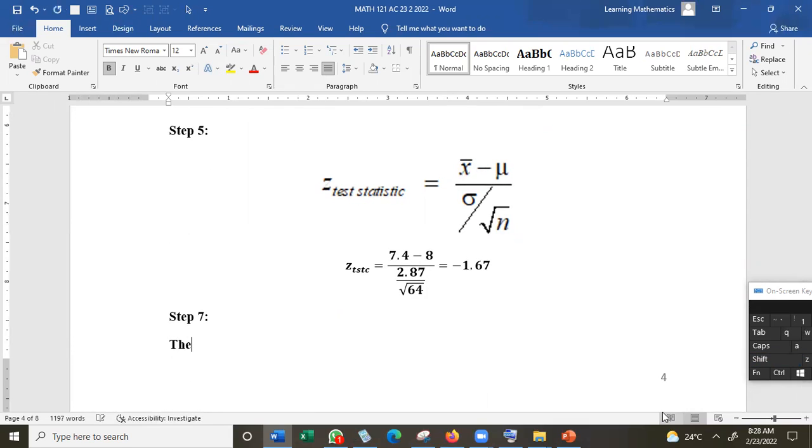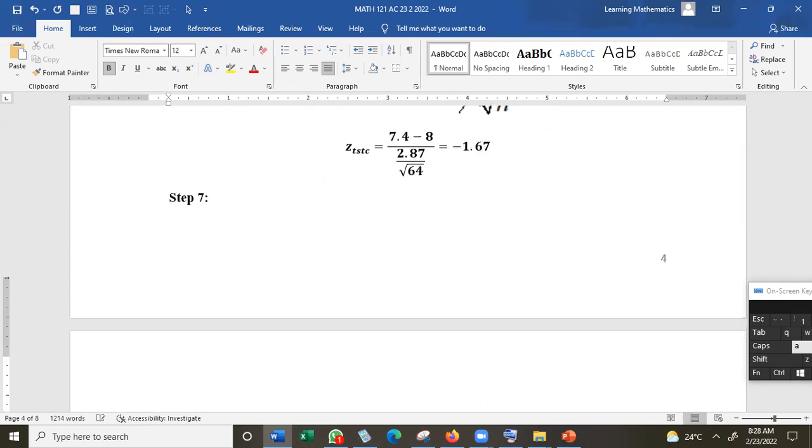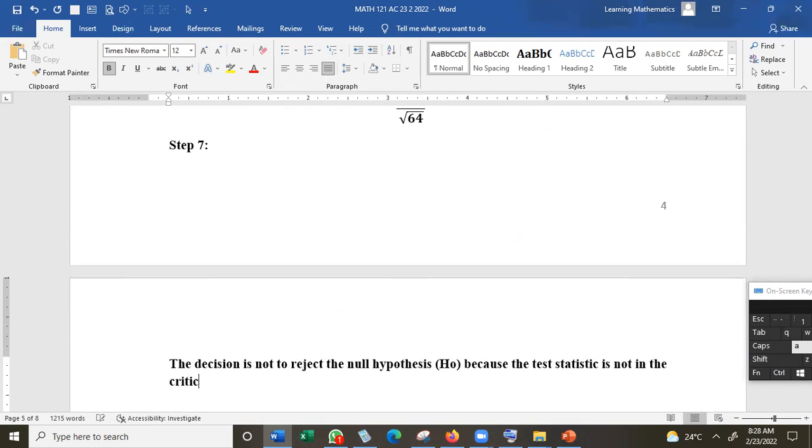So the decision is not to reject the null hypothesis, and the null hypothesis is H0. Bear that in mind, because the test statistic is not in the critical region. Remember, this is the critical value approach, so we compare the test statistic and the critical value.